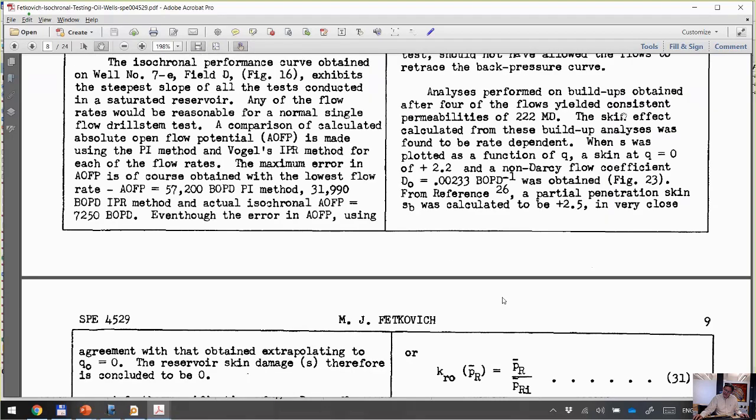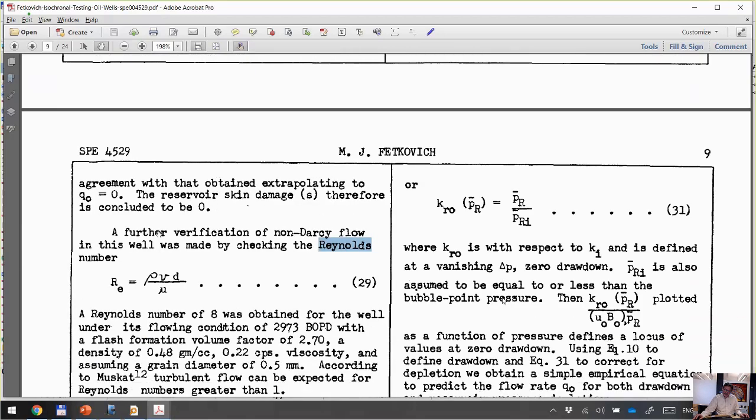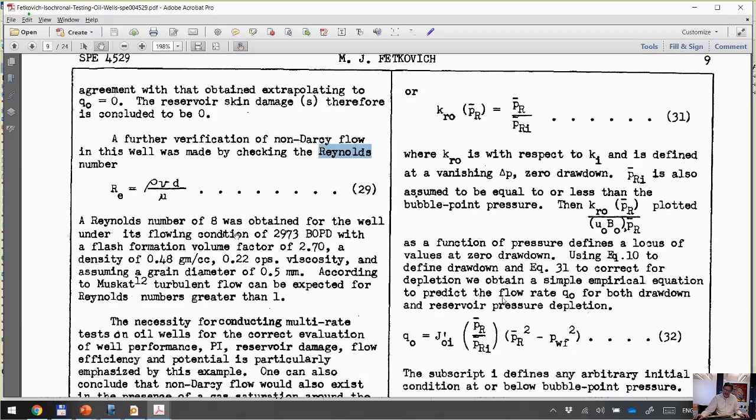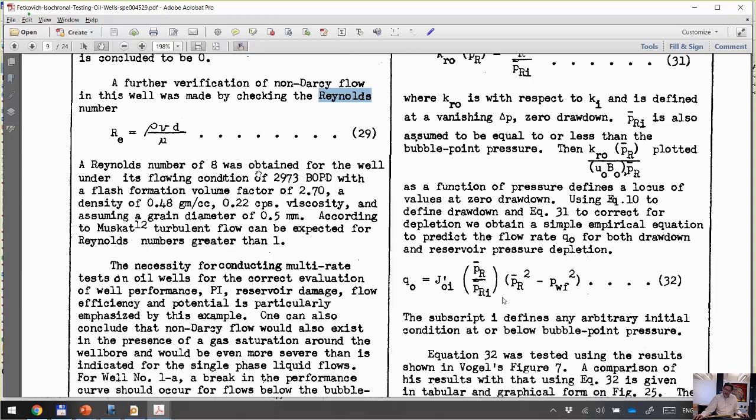Analyses performed on buildups obtained from all four flow tests. The skin effect was calculated. The non-Darcy coefficient, he actually gives the D, was obtained. It was a partially penetrated well. He said a further verification of non-Darcy flow in this well was made by checking the Reynolds number. A Reynolds number of 8 was obtained for the well under its flowing condition of 3,000 barrels per day. So he actually computed that, with a grain size of 0.5 millimeter, according to Muskat, exactly the figure I was just showing.